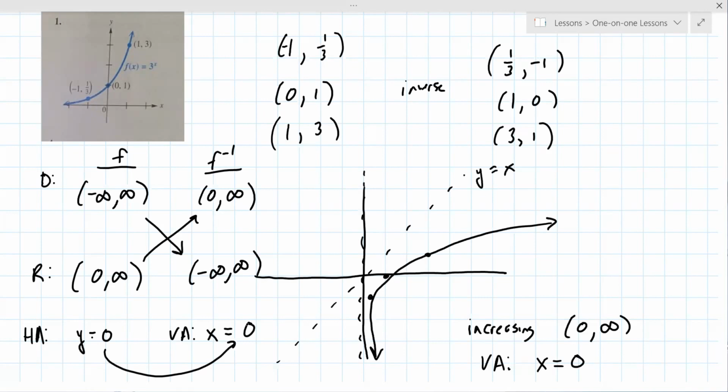All right. What is the next one to look at? Number three. Number 3. Okay.